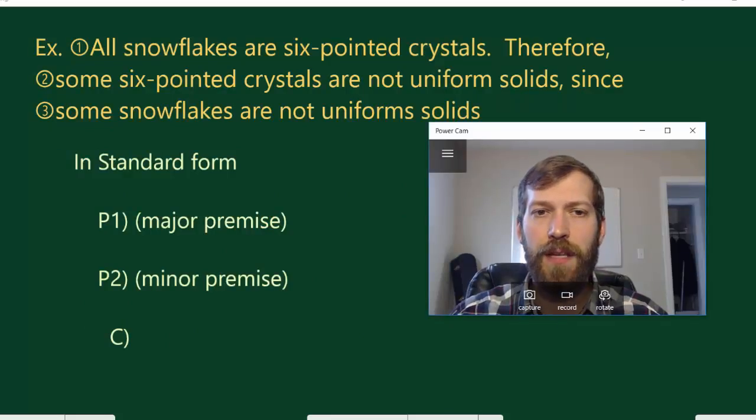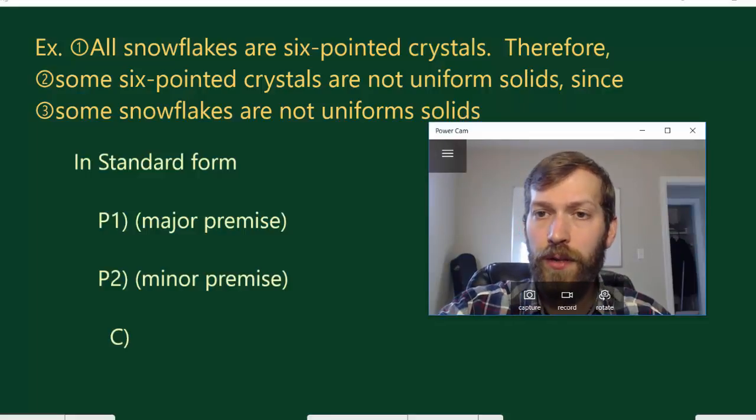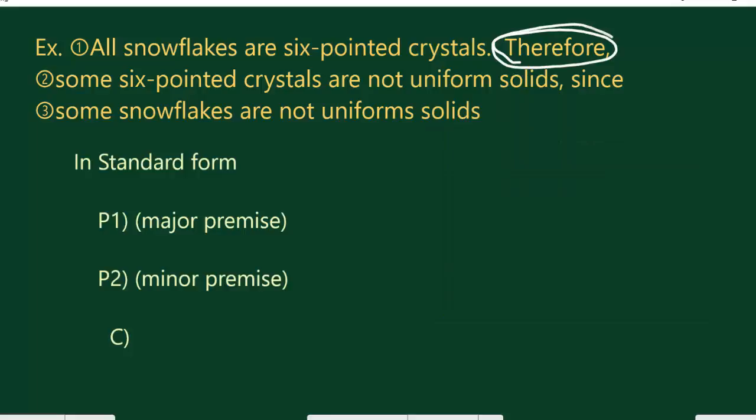So let's look at the following argument and think about how we would put it in standard form. So let's make it a standard form categorical syllogism. It says all snowflakes are six-pointed crystals. Therefore, some six-pointed crystals are not uniform solids, since some snowflakes are not uniform solids. The first thing to note for us is that proposition 2, or sentence 2, of the categorical syllogism is our conclusion.